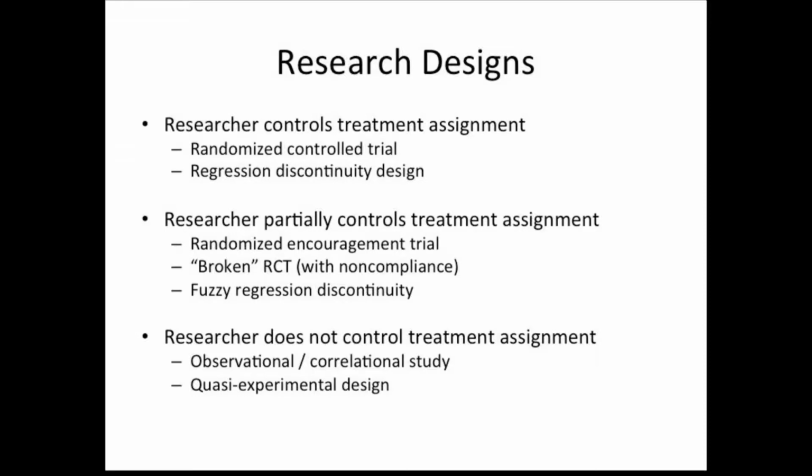And so you can control who gets it. And in that situation, often the best way to allocate who's going to get the treatment is to use a randomized allocation process. And when you do that, you've got a randomized controlled trial. There's an alternative that is actually just as powerful for assessing causation that people are less aware of. That's called the regression discontinuity design.